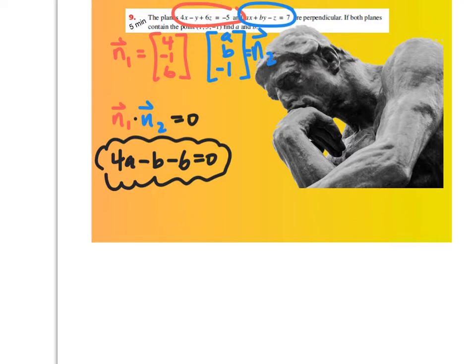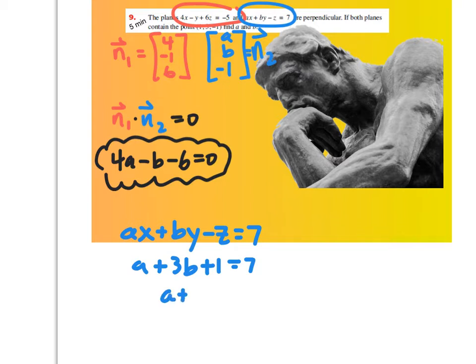Actually, I don't need to do that. That should be true. Let me try it for the one with the unknowns. Let's look at the blue one. Ax plus by minus z should equal 7. So if I plug in 1, 3, negative 1, I'll get a plus 3b minus a negative 1, which would be plus 1, equals 7. So that tells me a plus 3b equals 6.